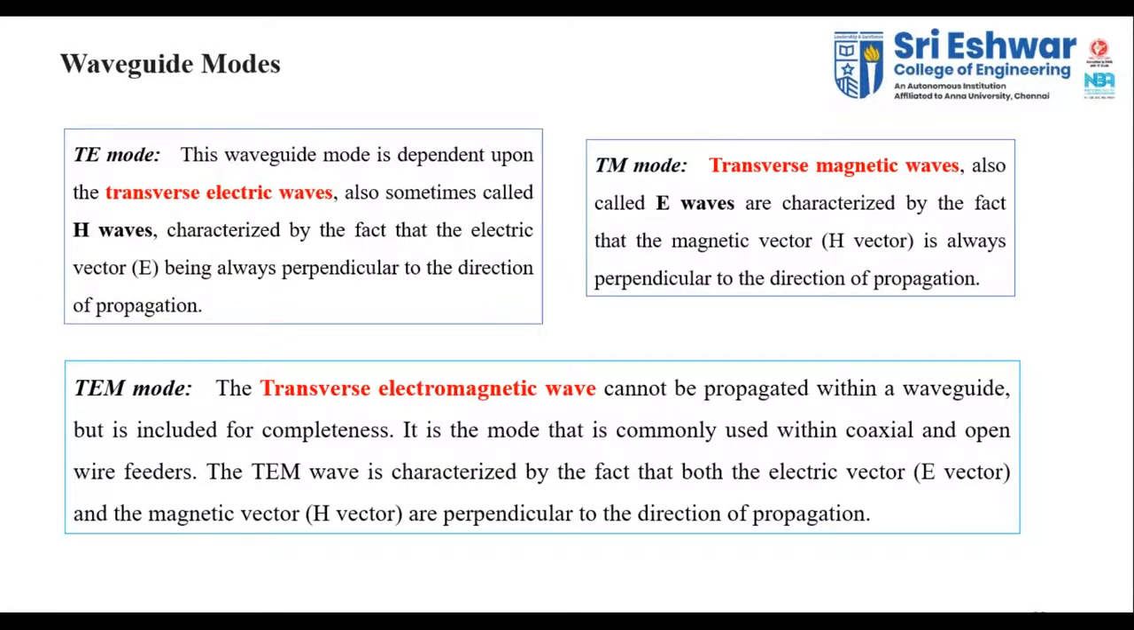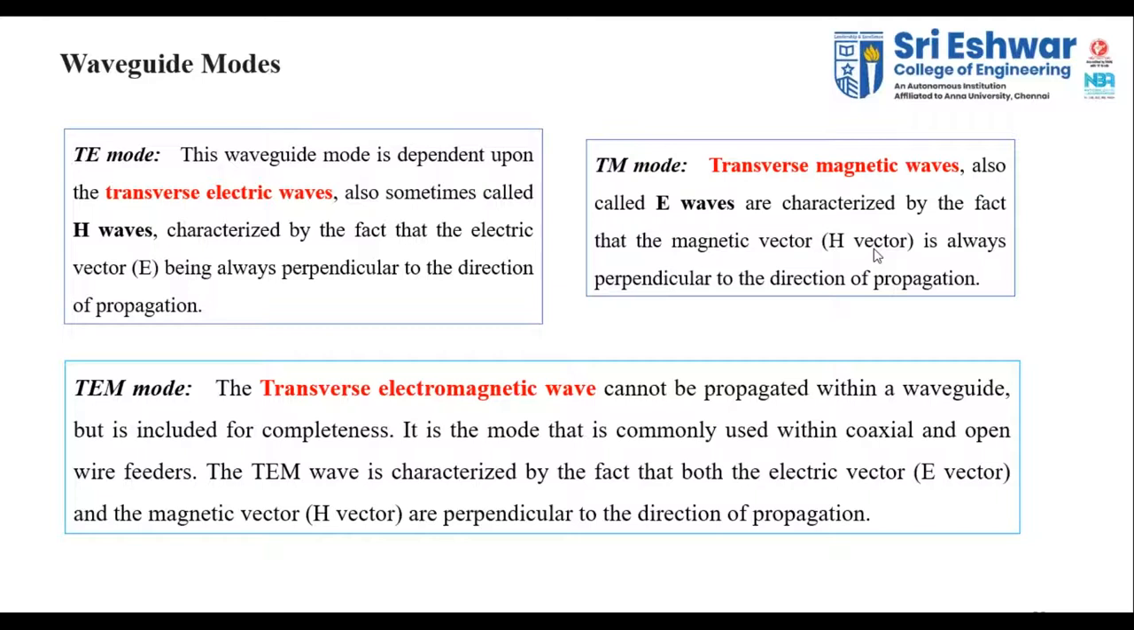First, TE transfers electric waves. It is sometimes called H waves. Please note this: TE waves are transverse electric waves. In the same way, TM is transverse magnetic waves, and it is considered the H vector. This is for your electric vector E, and this is for your magnetic vector H. So E for electric is considered a TE mode, and H for magnetic is considered a TM mode.